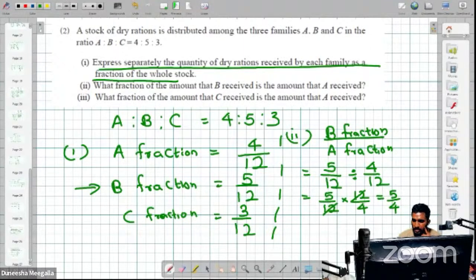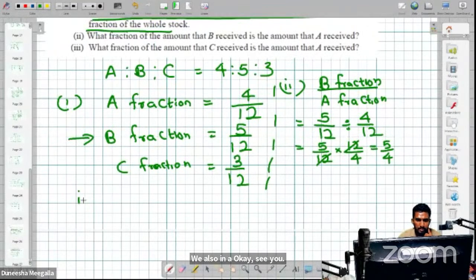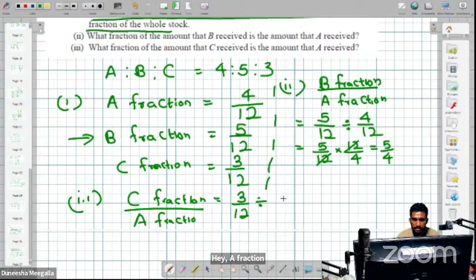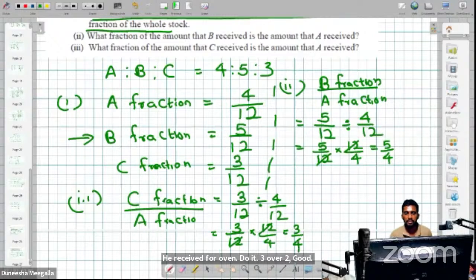Third one, C received fraction. C received fraction is 3/12, divided by A received, the A fraction, 4/12. 3/12 multiplied by 12/4, the answer is 3/4. Got the answer? Okay. 3/4.